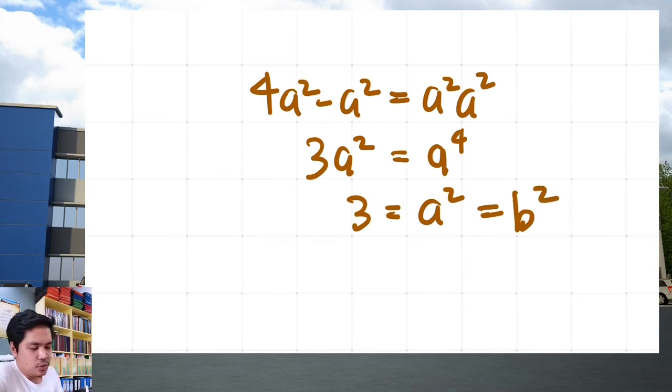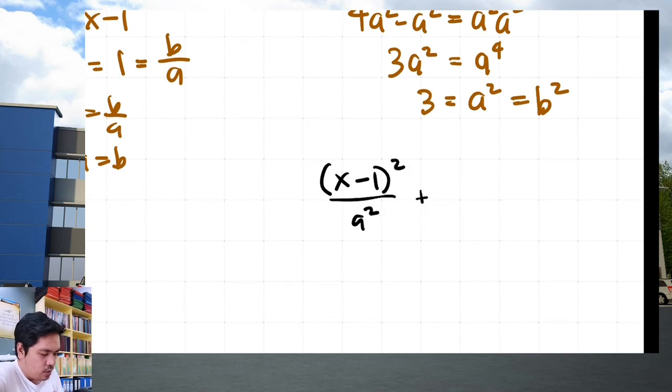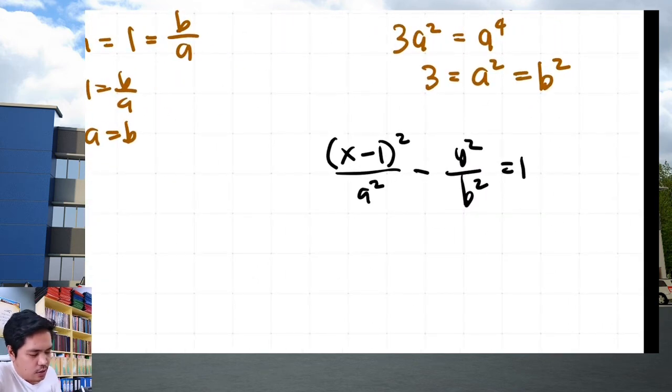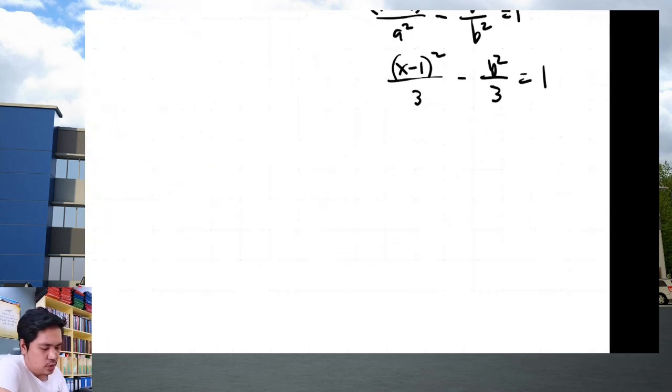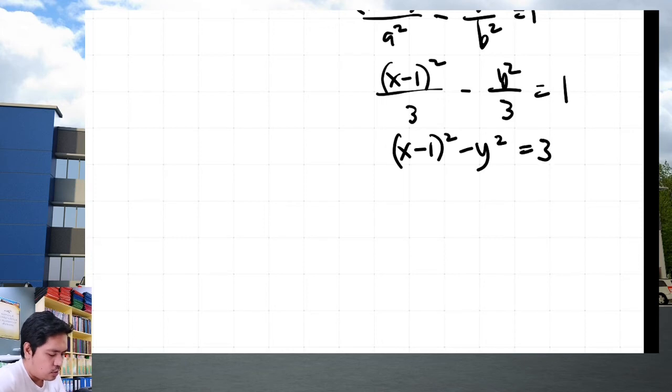So the hyperbola now, since this is our hyperbola, x minus 1 squared over a squared minus y squared over b squared equals 1. Therefore, since a squared and b squared is just 3, this becomes x minus 1 squared over 3 minus y squared over 3, that's equal to 1. So, let's simplify, same denominator. So, x minus 1 squared minus y squared, that's equal to 3.